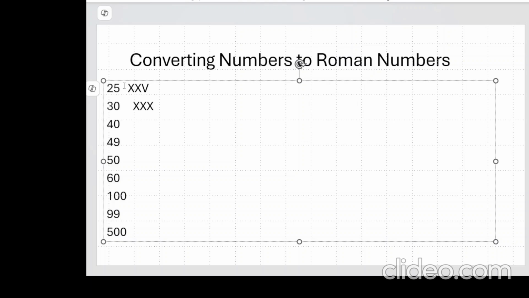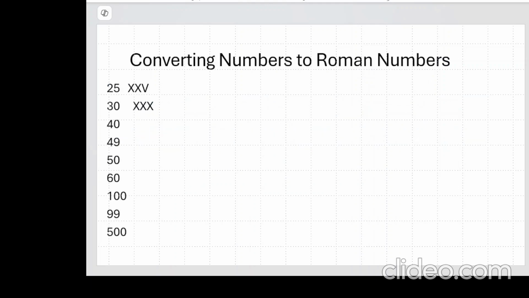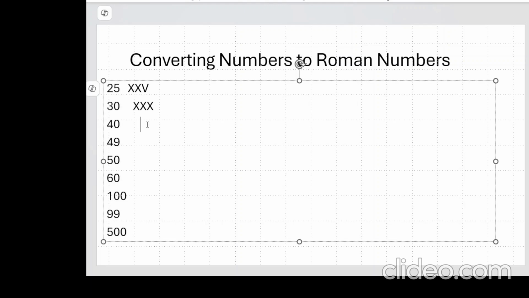Then for writing 40, we know 50 will be written as L. First we will write L, then considering it is already 50, we will be deducting 10. So which means we will be writing X on the left side.